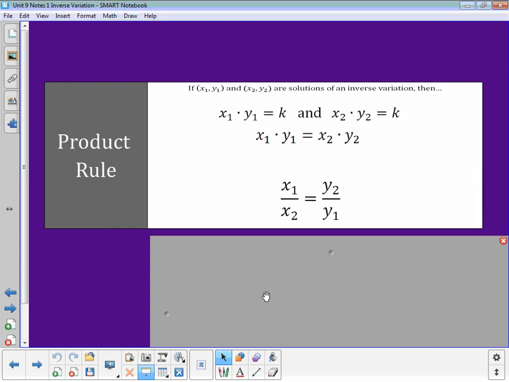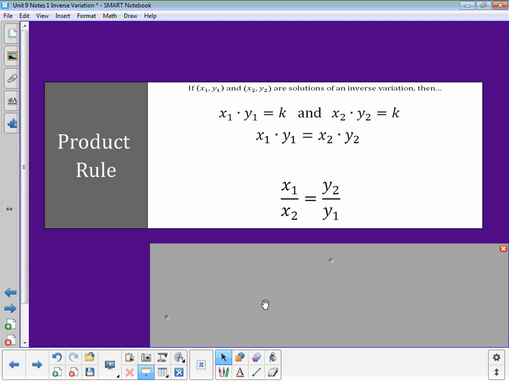So let's first of all get what the product rule is written down. You're given 2 points, x1, y1, and x2, y2, and the solutions are inverse. If they say they're inversely related or if there's inverse variation, those are keywords that tell you that you can use the product rule when applying these.